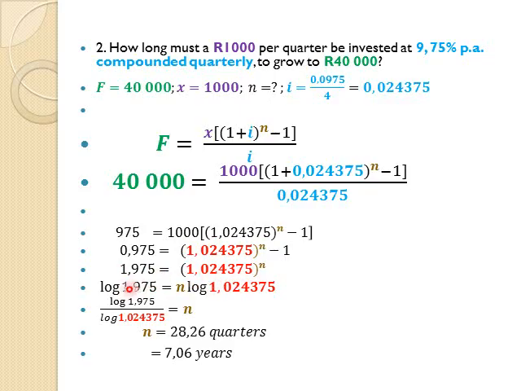Introduce log on both sides because we can't make the bases the same. So log 1.975 equals n log 1.024375, so log 1.975 divided by log 1.024375. n gives me 28.26 quarters. Divided by 4, it will take 7.06 years for my money to grow to 40,000.